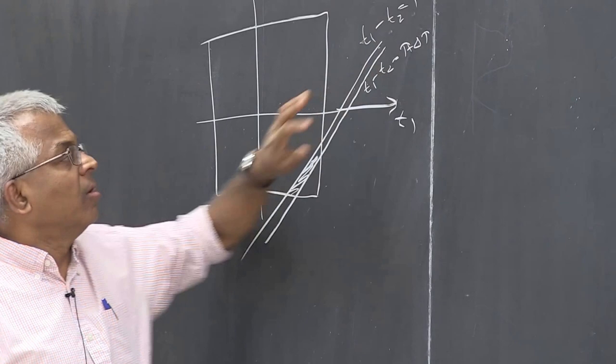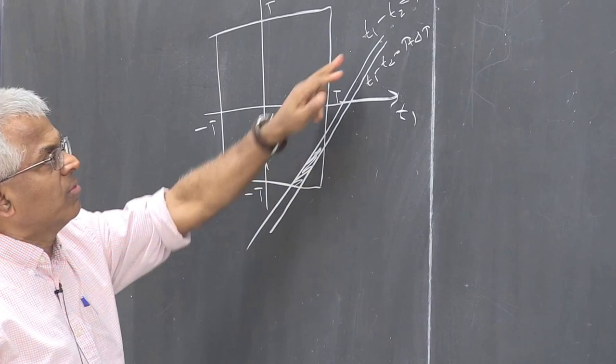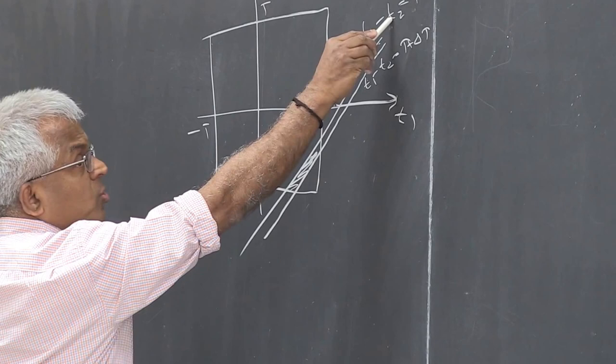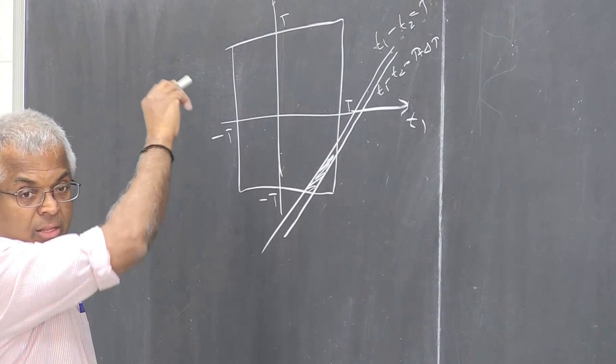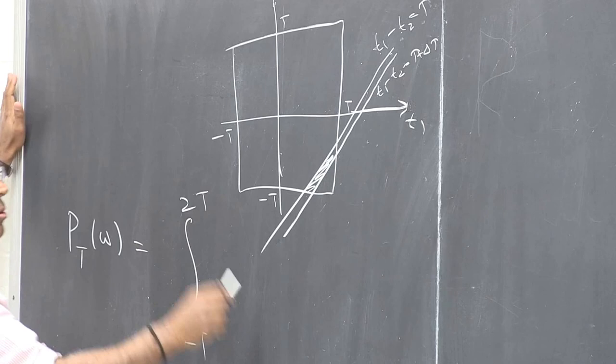So T1 changes from minus T to T. T2 also goes from minus T to T. But if there is only one new variable tau, then tau varies like this. So you can see, when T2 is minus T and T1 is T, the one extreme will be 2T and the other extreme will be minus 2T. So my point is that the integral, you can rewrite in terms of one integral, in terms of delta tau or tau, right?